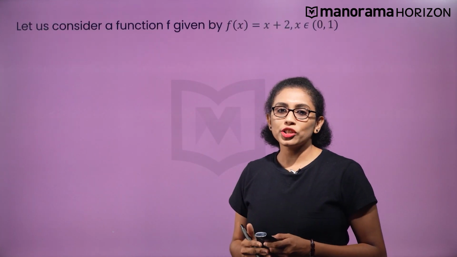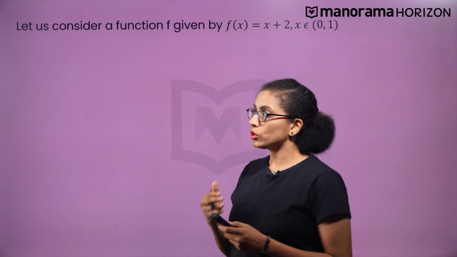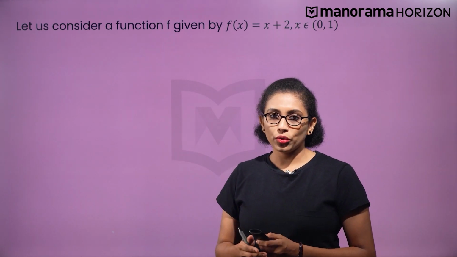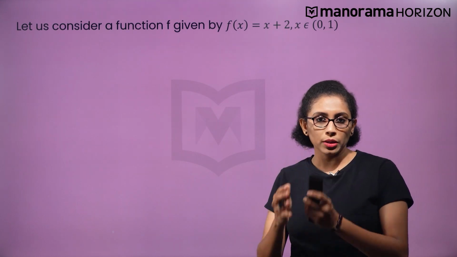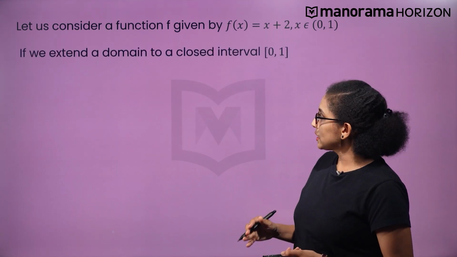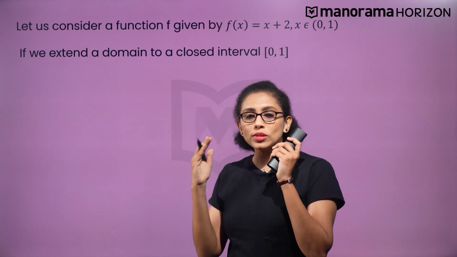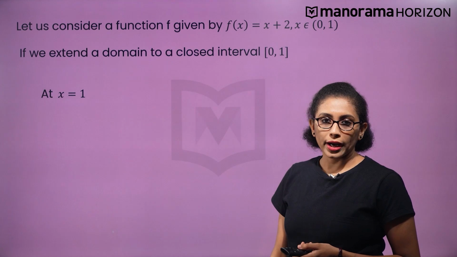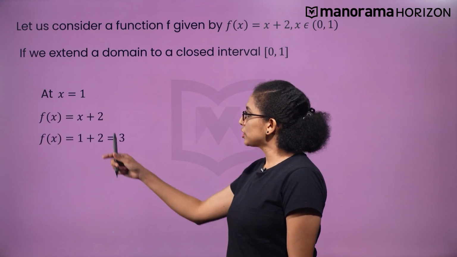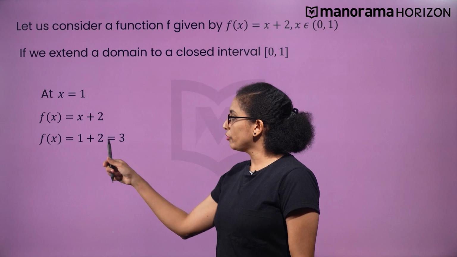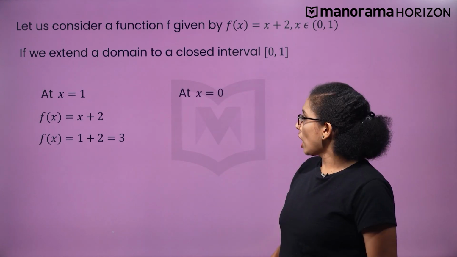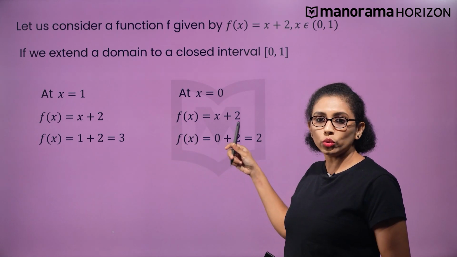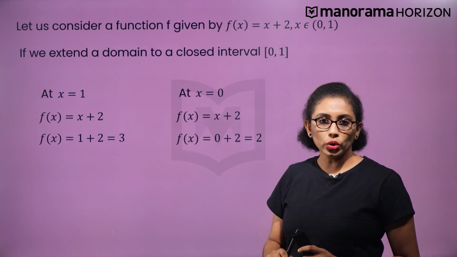Now, let us consider function f given by f of x is equal to x plus 2 in the interval 0 to 1. The function is continuous and neither has a local maximum nor a minimum value. Now, if we extend the domain to a closed interval 0 to 1, now at x is equal to 1, f of x is equal to x plus 2, substituting the value 1, we get it as 3. Now, at x is equal to 0, what is the value of f of x? f of x is equal to 0 plus 2 equal to 2.